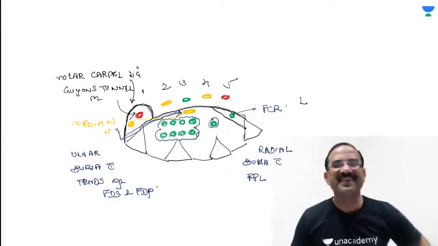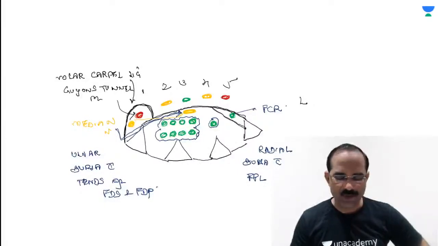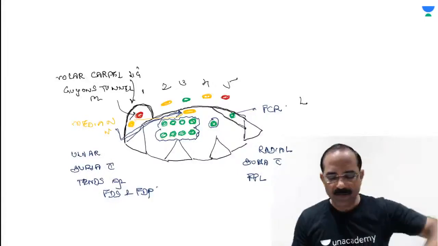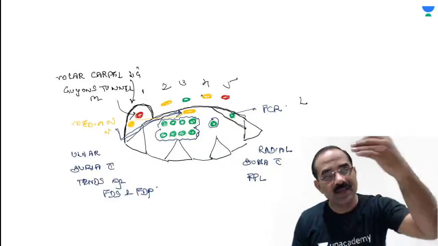Yes, Aman. Okay, just draw this, finish this. So these are the structures which go above the flexor retinaculum. What are these structures 1, 2, 3, 4, 5?